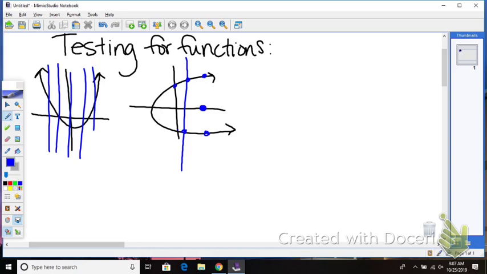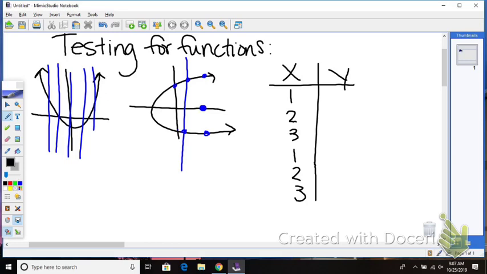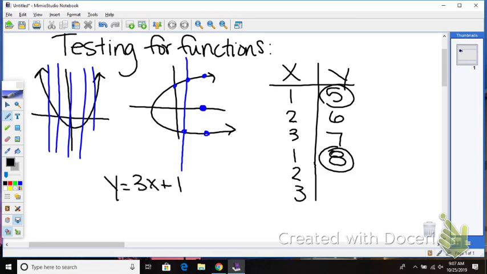So the other way to test for it is to look at a table. If I have something like this, and I have 1, 2, 3, 1, 2, 3 as my inputs, if I input 1 and I output a 5, I input 2, I output a 6, I input 3, I output a 7, I input a 1 and I output an 8, now this is not a function because you can't input the same number and get 2 different answers for it.